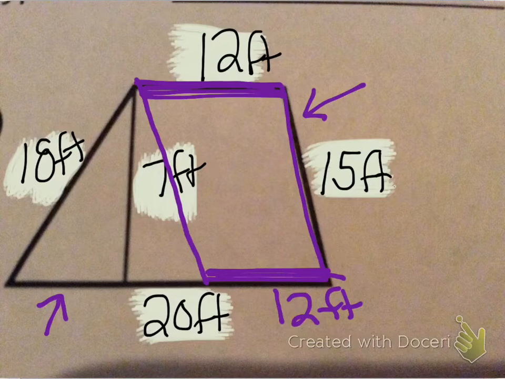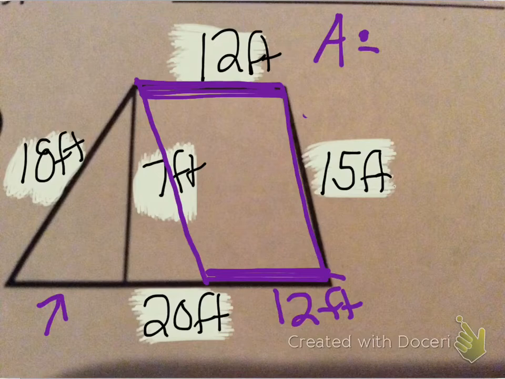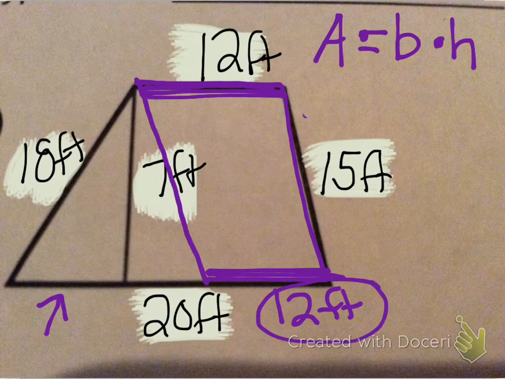So we know that the area of a parallelogram is base times height. So it equals base times height. The base of our parallelogram is, of course, this 12 here that we just found, and our height would be the height of the whole shape.